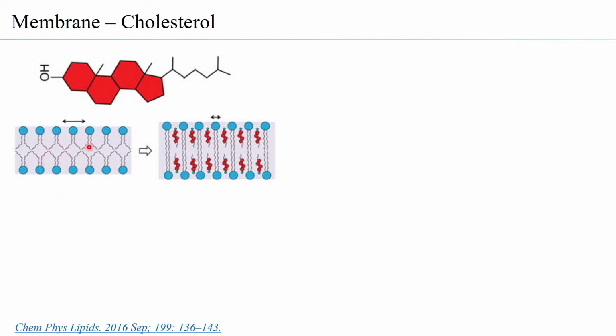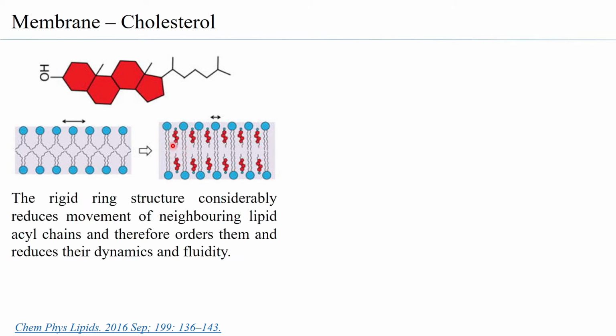So when you have cholesterol being added, this ring per se is flat and rigid, and therefore what it does is it reduces the mobility of the neighboring fatty acyl chains that are present. Thereby, this rigid ring structure is considerably going to reduce the movement of the neighboring lipid acyl chains, and also order them. It's a kind of defined order.